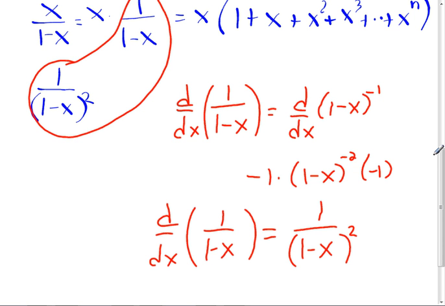I think this is kind of cool. So I want to get some more power series by differentiating and integrating the one I know. And then you're going to combine them all. You're going to see them on the multiple choice part of the test.